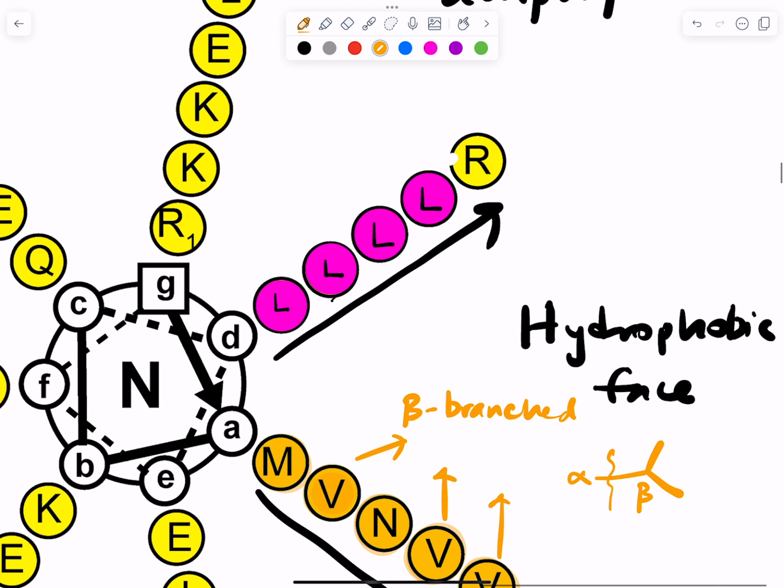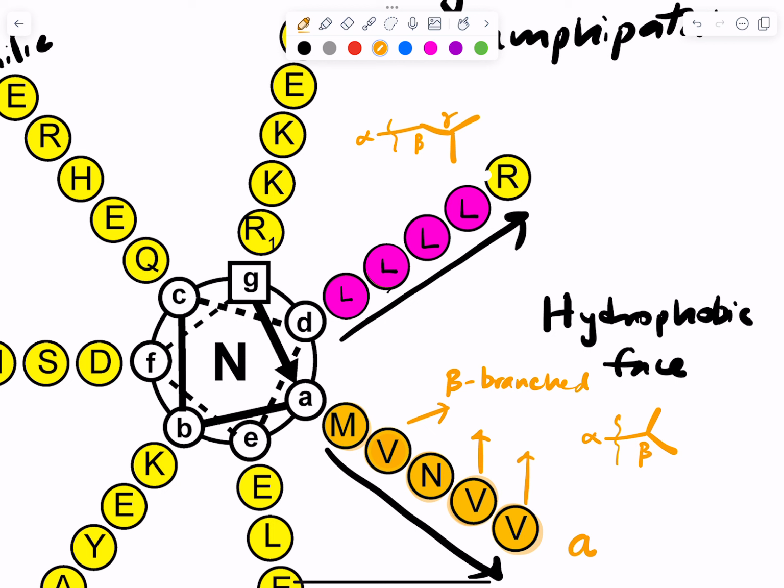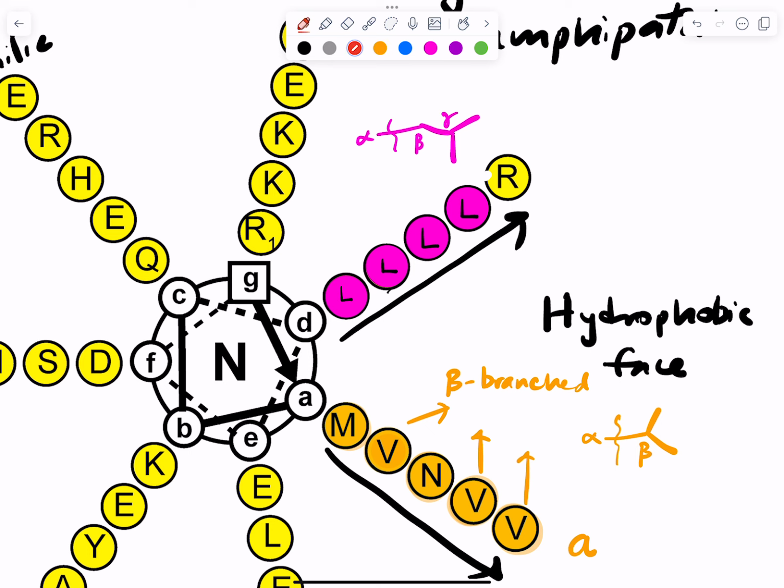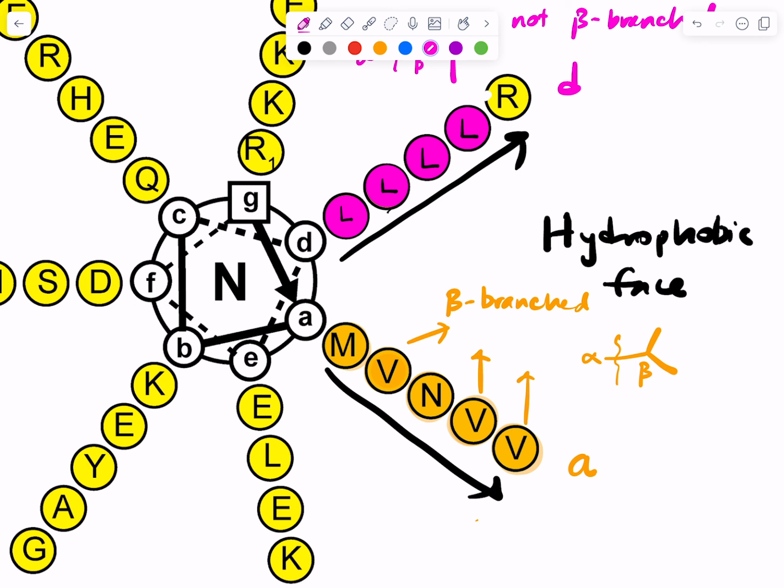Whereas the leucines, if you've memorized the leucine side chain structure, I hope you have, and if you don't, this is your warning, the leucines are not beta branched. They have a branching at the gamma carbon. The leucines are not beta branched. And notice that the leucines are only at the D position. The valines are only at the A position.